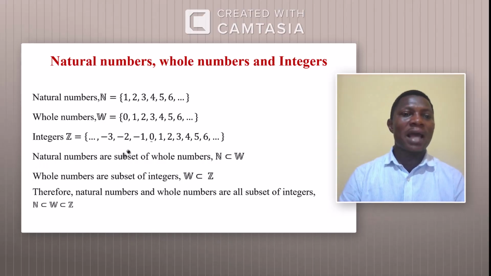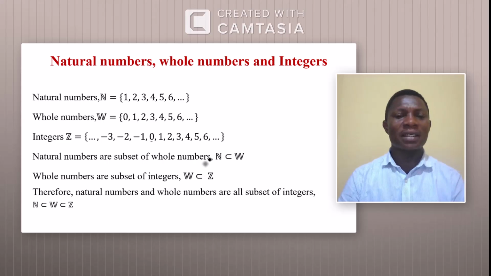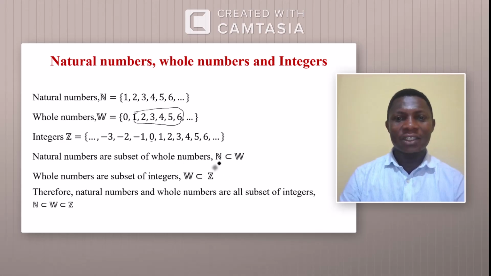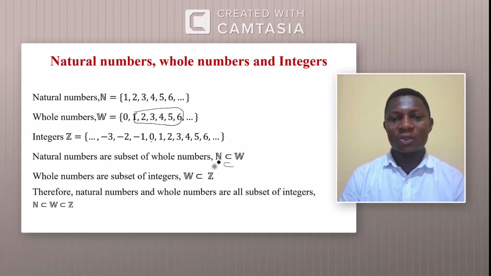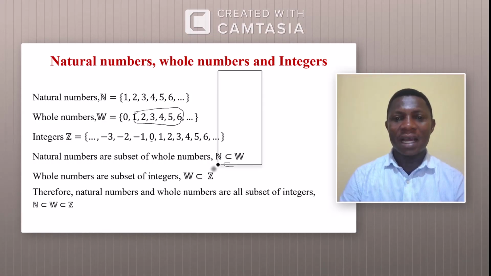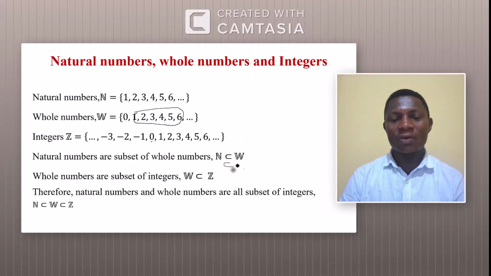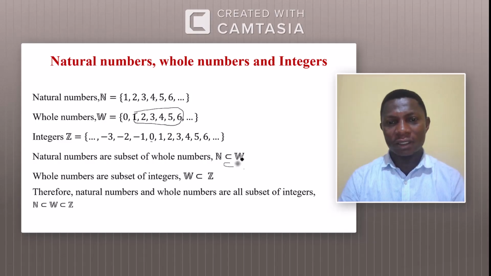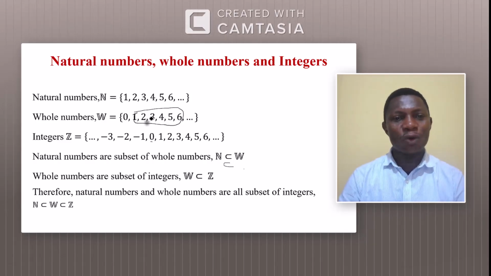So natural numbers are subsets of whole numbers. So we want to look at how natural numbers and whole numbers relate. So we can see that natural numbers can be found inside whole numbers. So we say that natural numbers are subsets. So we use the symbol here to represent this. So the one on the left side becomes a subset of the one on the right side. So natural numbers are subsets of whole numbers. It means natural numbers can be found inside whole numbers.